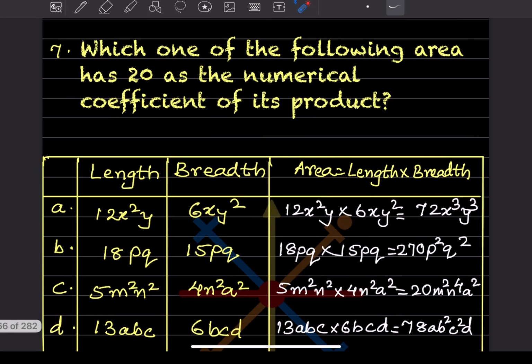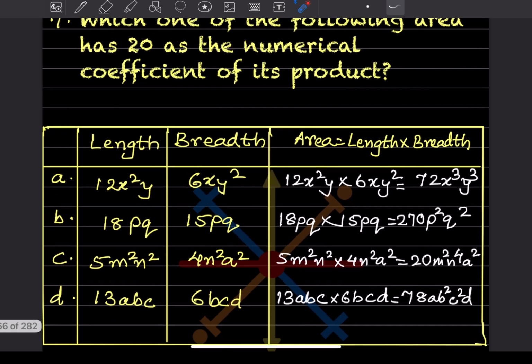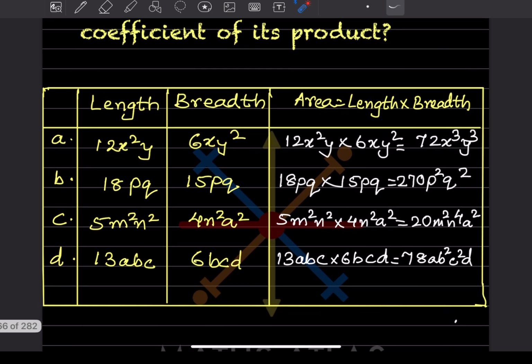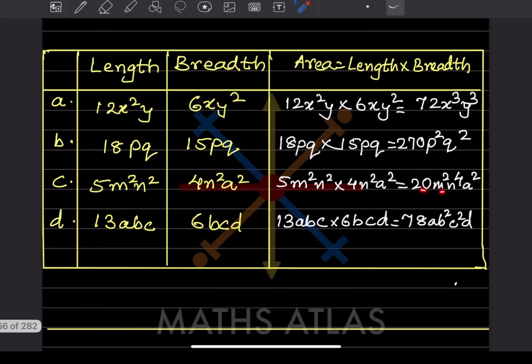Which one of the following areas has 20 as the numerical coefficient of its product? So here we can see this one. Here is 20. So you will write here 20 m square, because coefficient means this. These are the variables. This is the coefficient. So here you have 20 m square and 4 m square.